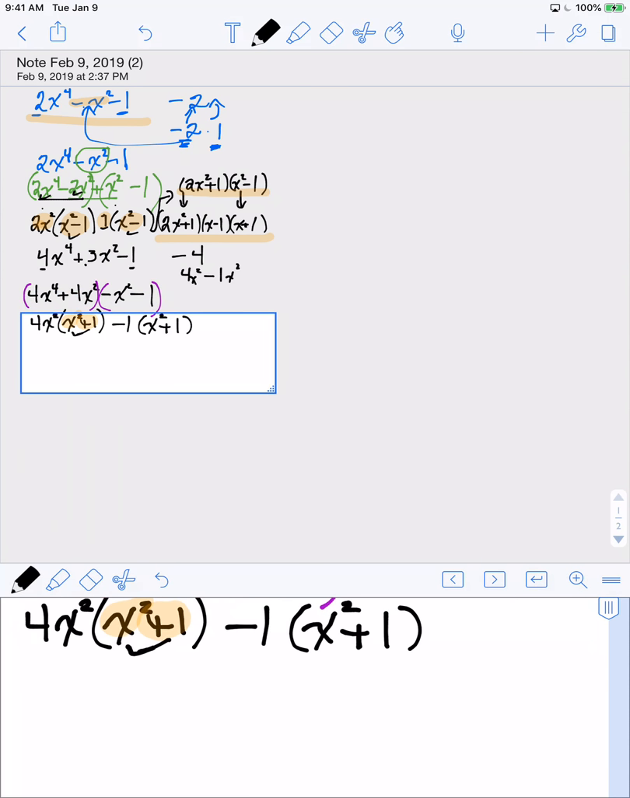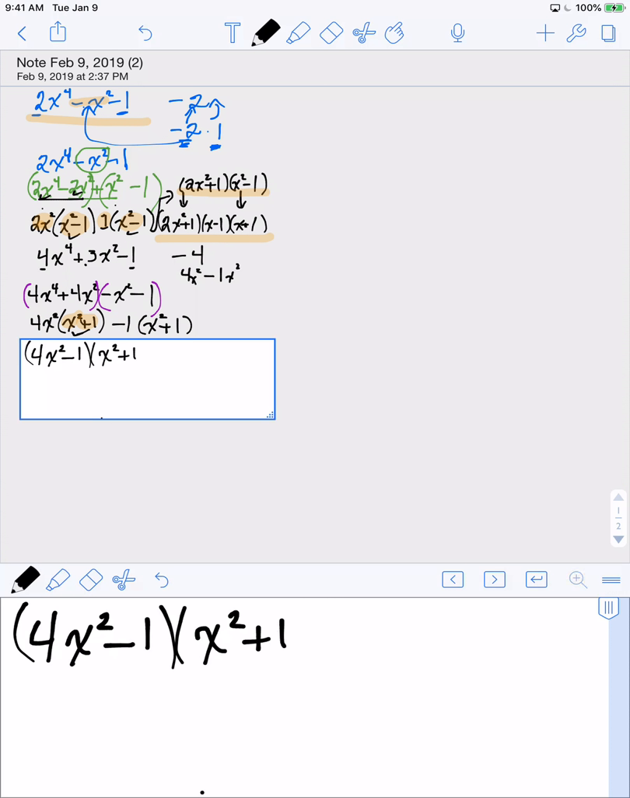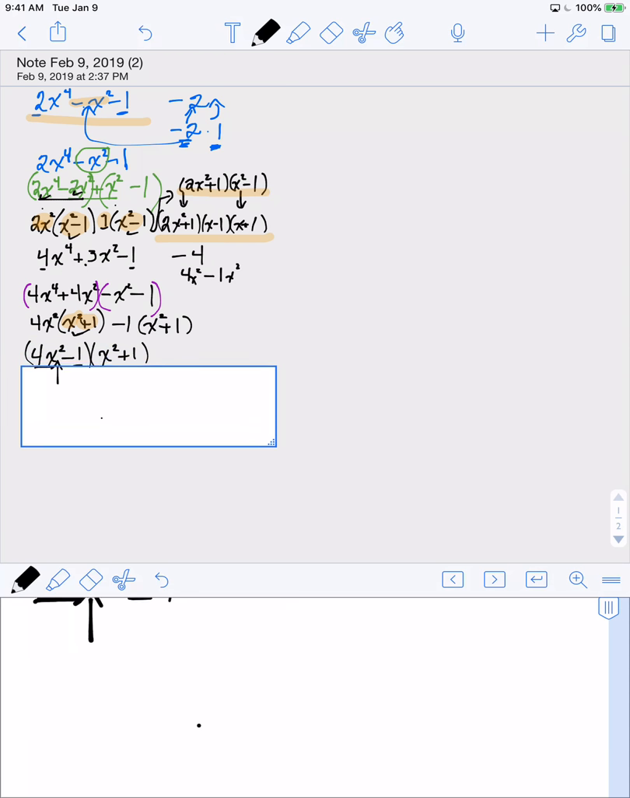Okay, so let's assemble them. Now I have 4x squared minus 1, so that's one binomial, and x squared plus 1. And again, if you haven't discussed the difference between two squares at school, then you're done. Otherwise, this is different. You can use difference between two squares because 4x squared is a perfect square and 1 is a perfect square, and they're being subtracted.